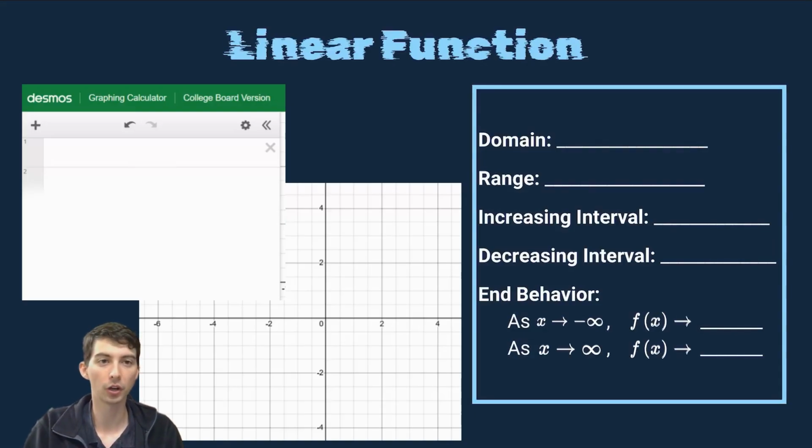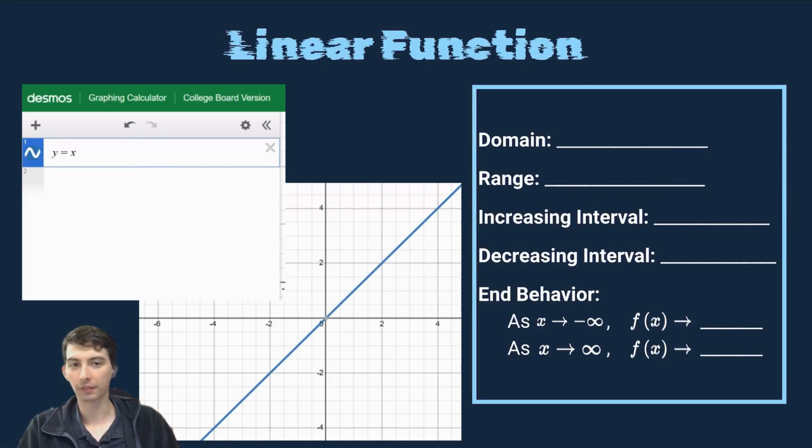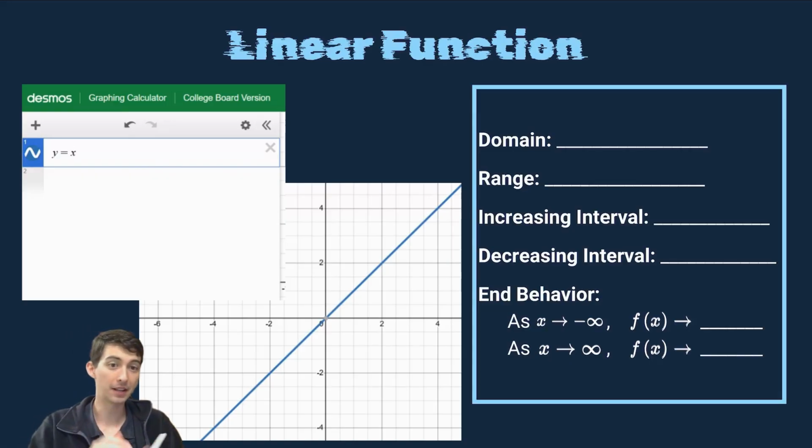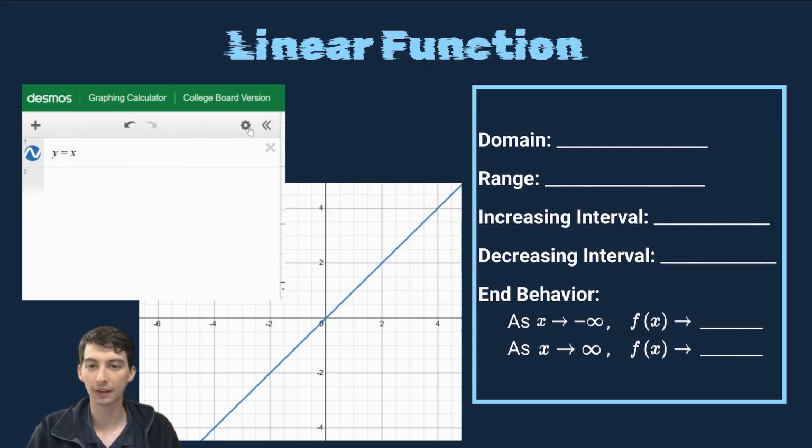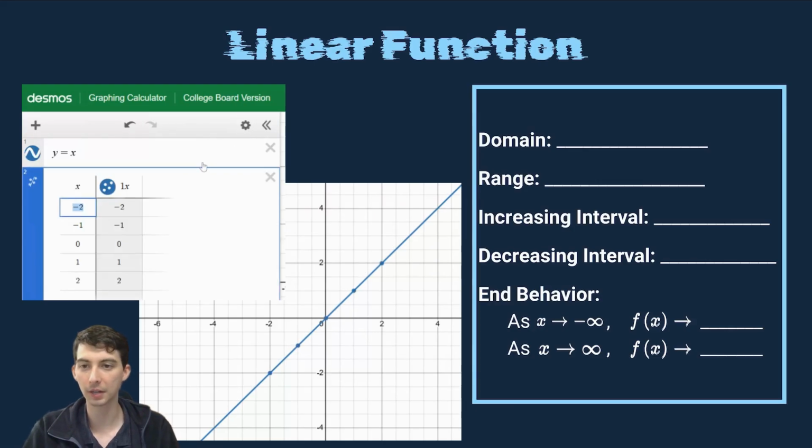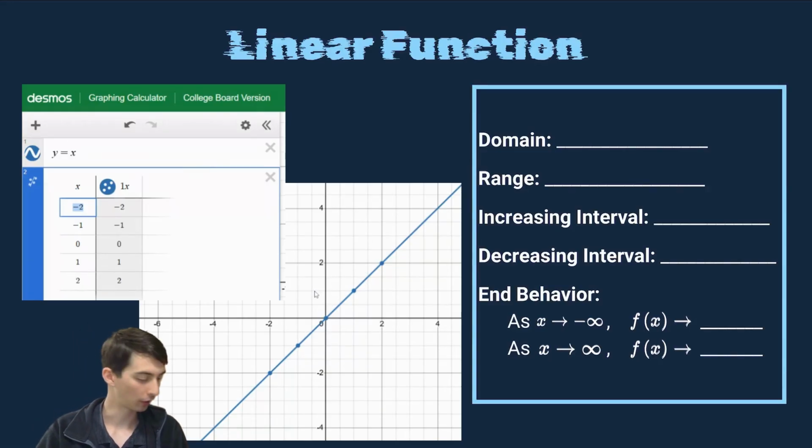The first parent function we're going to talk about is the linear parent function, which is also the most basic type of equation that we can have overall. The equation for the linear parent function is y equals x, and I see it makes this straight line. If we want some points that we can graph, we can click on the settings and then create a table. And you've got some points that you can plot and graph.